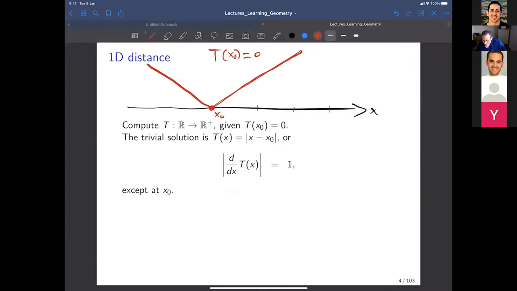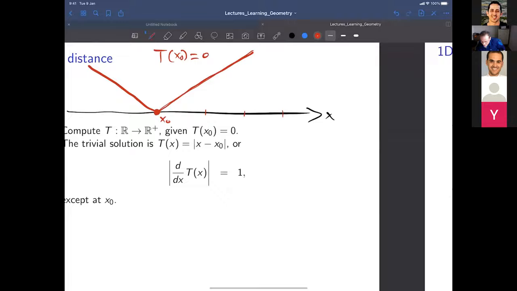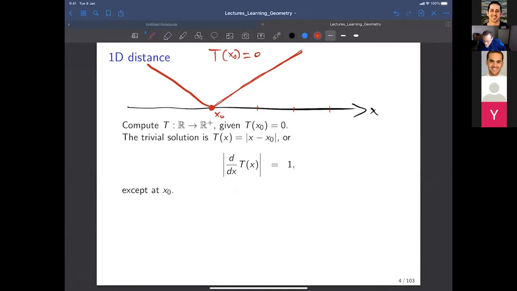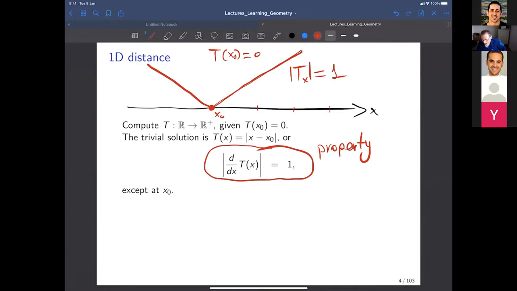And in fact, in any dimension, when I depart from my source point at equal rate, the gradient of the function would always be equal to one. So this is a property of a distance function: the absolute value of the gradient of T is equal to one almost everywhere. And the question is, knowing this property, can I design a numerical solver that would take this equation with this restriction and provide the desired solution to me?